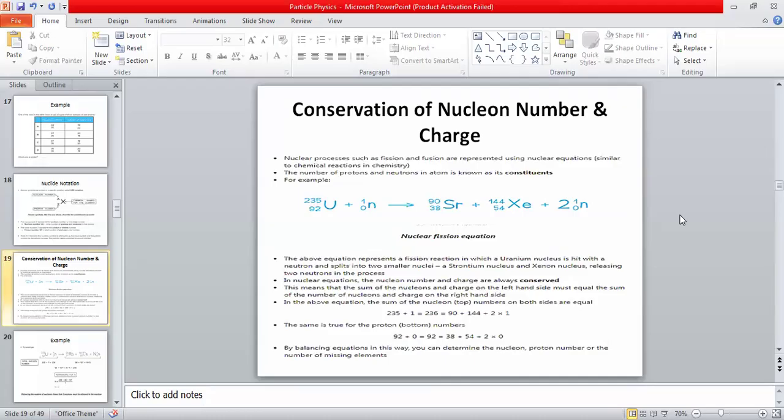So any nuclear equation always observes the conservation of nucleon number and charge. So the total charge present on the left hand side will be equal to the total charge present on the right hand side. The total nucleon number present on the left hand side will be equal to the total nucleon number on the right hand side. Is it fine?